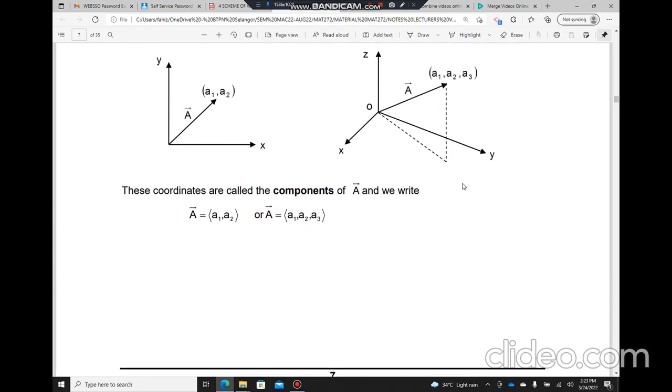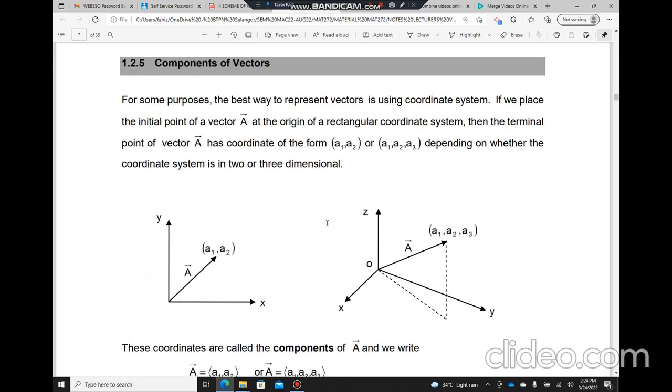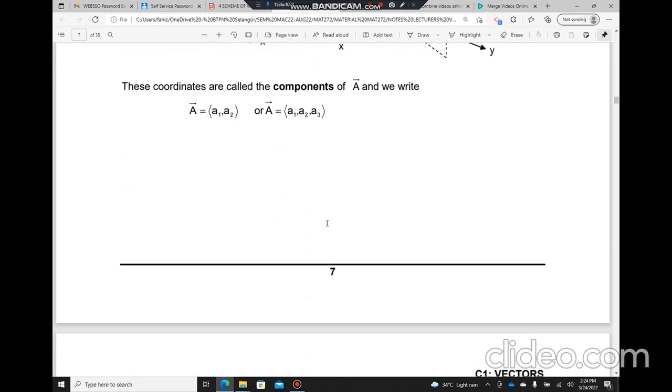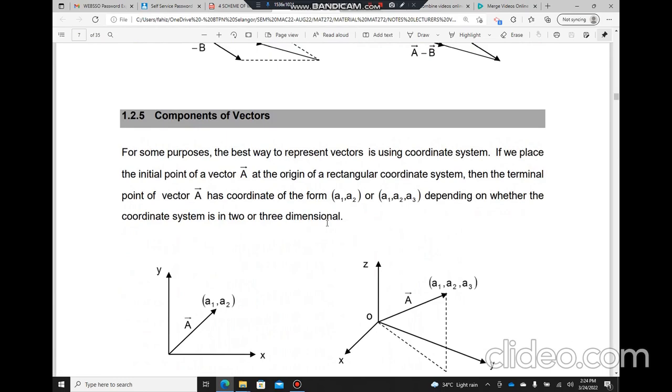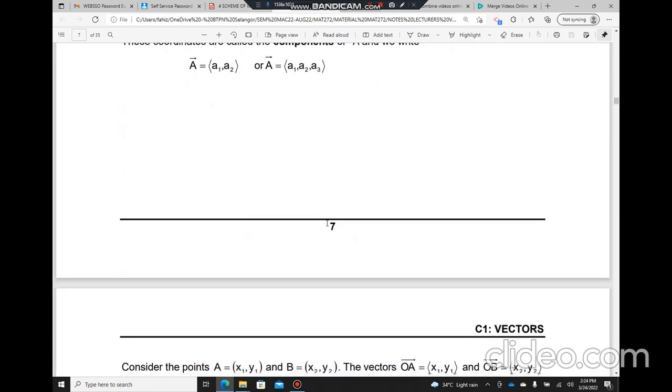These coordinates are called the components of vector A and we write vector A equals to A1, A2 or vector A equals to A1, A2, A3. Depends on either 2 or 3 dimensional. Okay, so this one is how we represent a vector.